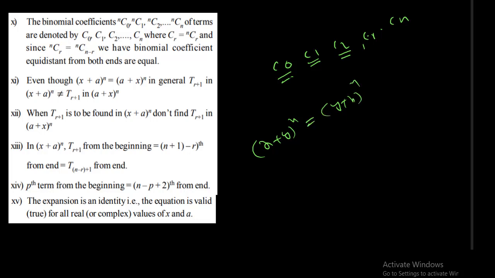That is another important observation. The binomial coefficients nC0, nC1, nC2 and so on are denoted in short notation by C0, C1, C2 and so on. C0 stands for nC0, C1 stands for nC1, Cn stands for nCn, Cr stands for nCr. These are important notations. Next, (x + y)^n and (y + x)^n are both the same. The expansions are the same, but their (r+1)th terms are not the same. The general terms are not equal.